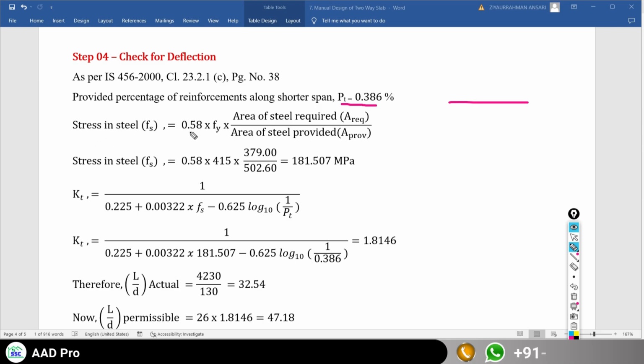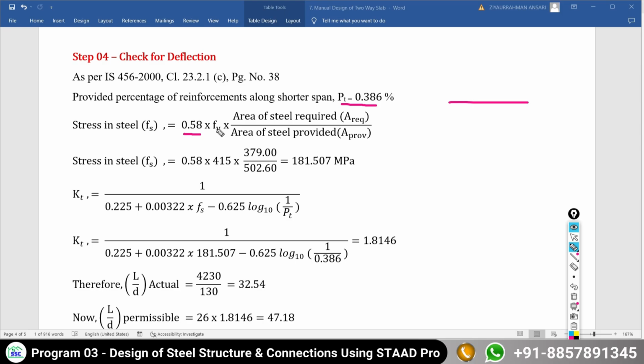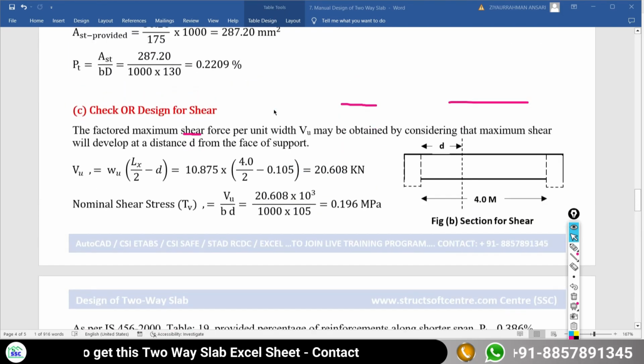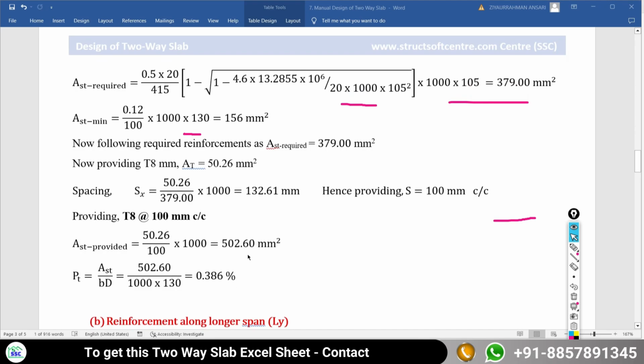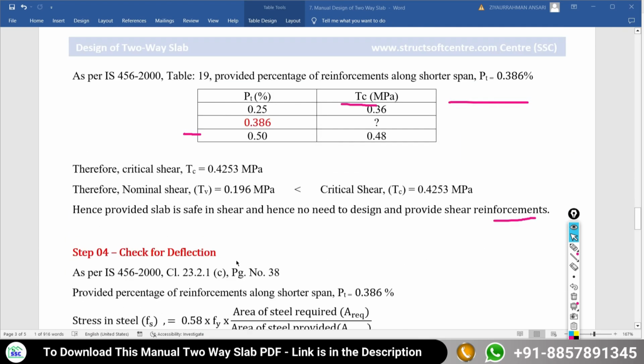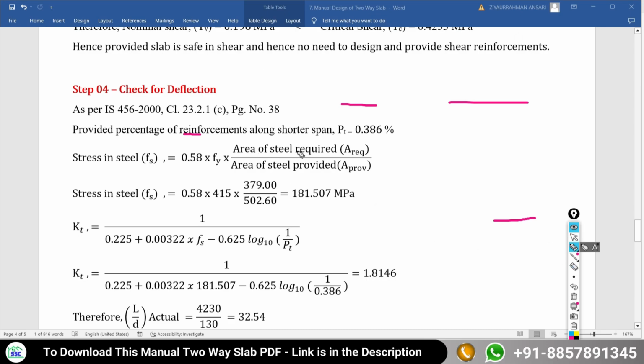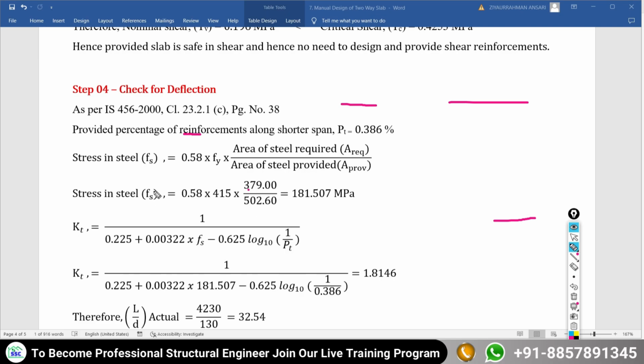Now stress in steel is 0.58 multiplied by yield strength. We are using Fe 415, so 415 becomes the yield strength. Area of steel required: while doing the calculation along the shorter span, initially the area of reinforcement required was 379 and we finally provided 502.6. These two values we have to put in this deflection check criteria. So area of steel required 379 and area of steel provided 502.6. After doing this calculation, we get the fs, stress in steel, as 181.507 MPa, Newton per mm square.